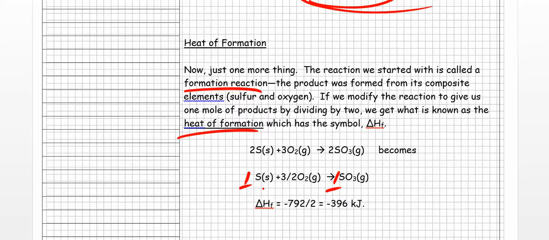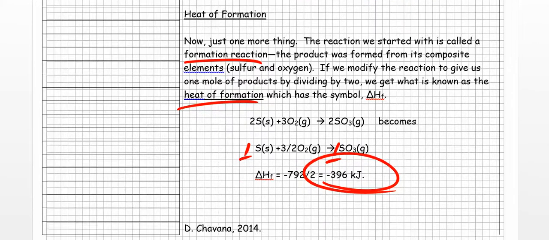Now, to get the heat of formation, or enthalpy of formation, I'm going to need to divide that delta H that I had previously by 2 because I divided the reaction by 2. So I get a negative 792 divided by 2, and my final heat of formation would be this, a negative 396 kilojoules of heat. And that's what we call the delta H sub F, or the heat of formation. The heat of formation, okay? Very good. All right.